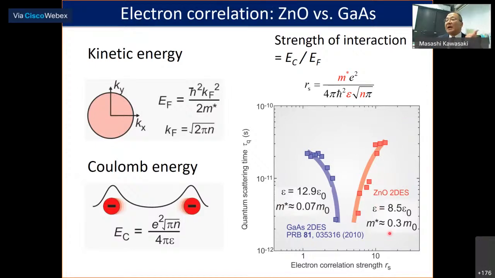As you can see, one is that the electron is heavy in zinc oxide, and the other is that the dielectric constant is small compared to conventional semiconductors. That's why this correlation constant is much bigger than gallium arsenide. And in our cutting edge sample, this correlation parameter or Wigner-Seitz parameter goes beyond 30, and we start to see crystallization of electrons at 0 field. This is very rare in any material.